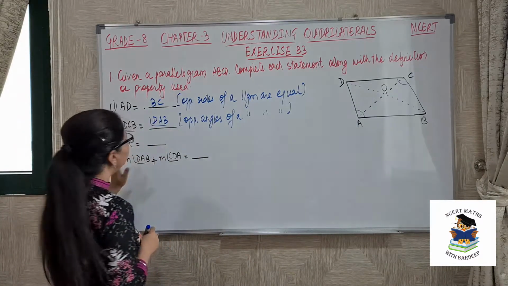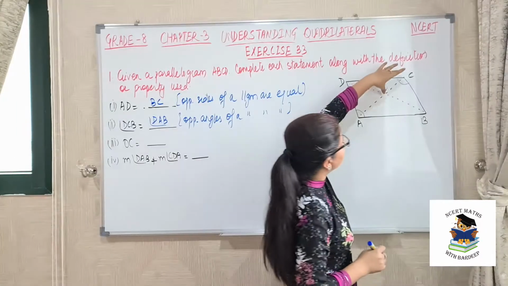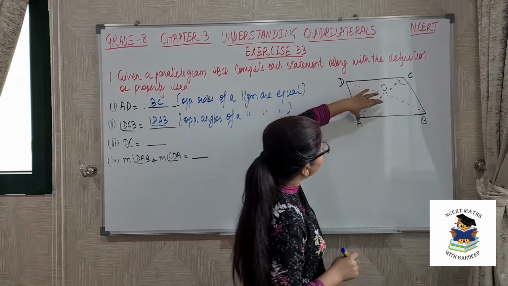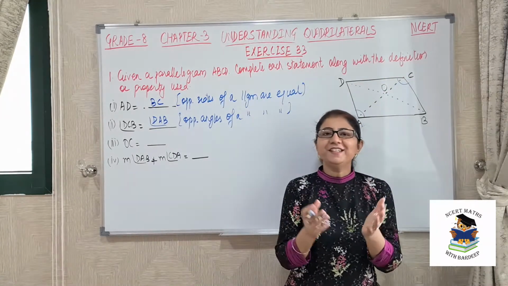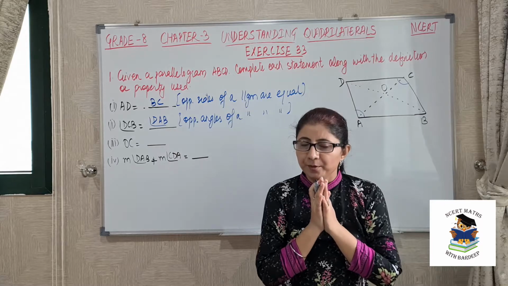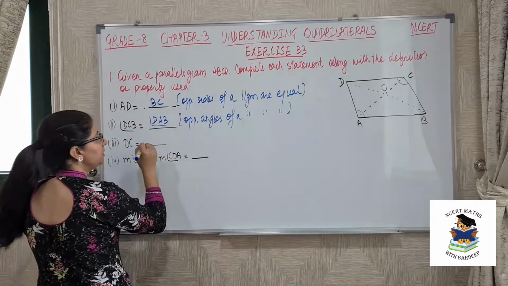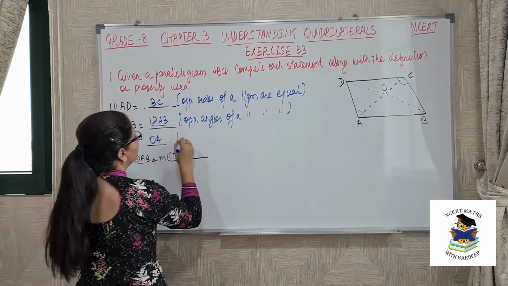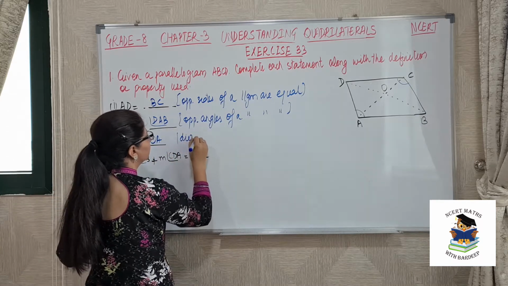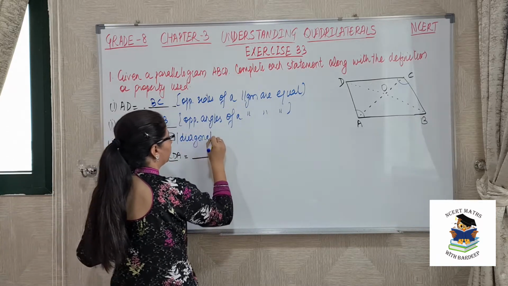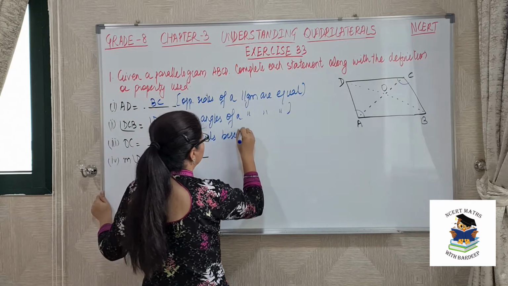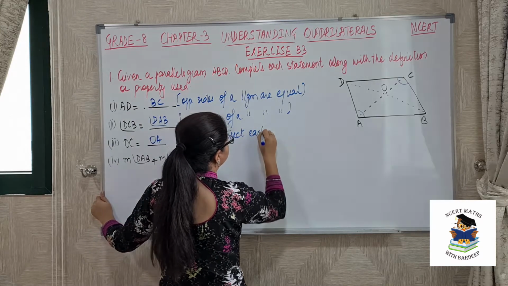Alright. So third is OC. So this part. So OC should be equal to OA. Reason is diagonals of a parallelogram bisect each other. Okay. So this is OC is equal to OA, and diagonals bisect each other.